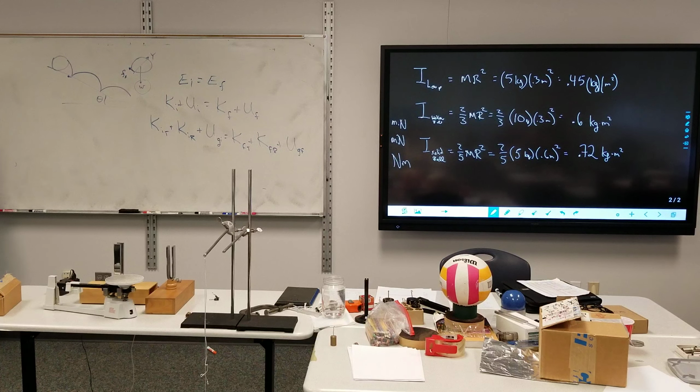That number right there is the one that will decide. The solid ball has the smallest fraction there. It will get down first. The hoop will get down last.